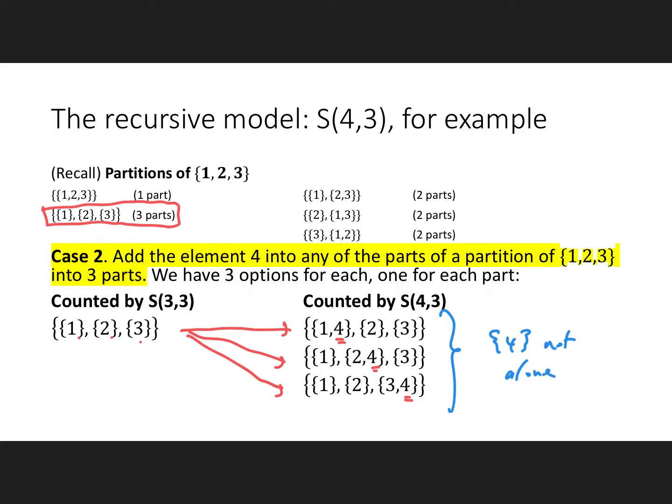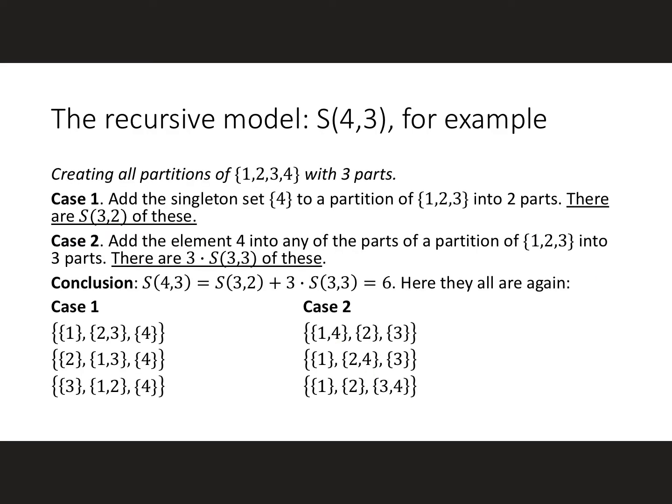So case 1 counts all the ones where the new element that I have available is in a singleton set by itself, and all the ones in case 2 are counting the ones where the new element I have available is in with something else. And so the number of ones I have in case 1 corresponds exactly to S32, because S32 was this many, and so I have one of these new partitions for each one of those.